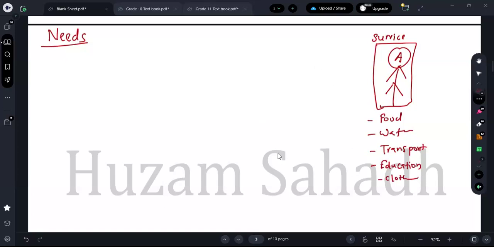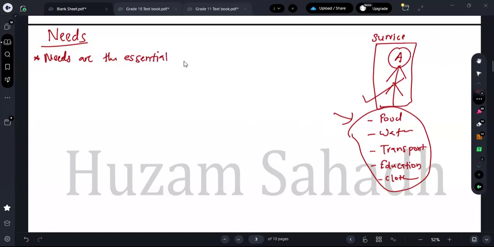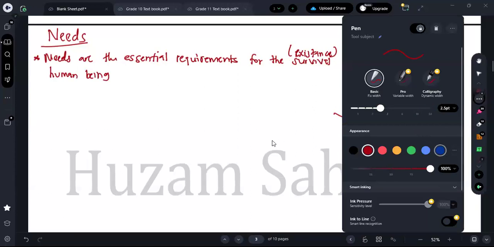Now let me explain what is meant by needs. When I asked, you were telling me some of the things that this person A needs to survive. But actually, need means this, guys. So let me write the definition. Needs are the essential requirements for the survival of human beings, or we can say, for the existence of human beings. So what is meant by needs? Needs are the essential things for the survival of human beings.